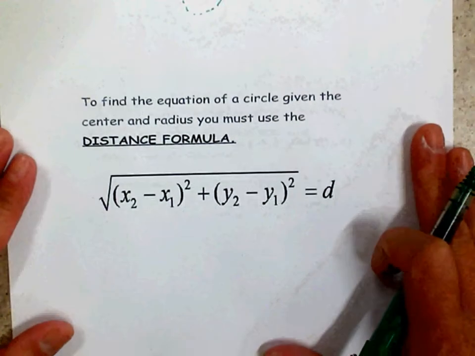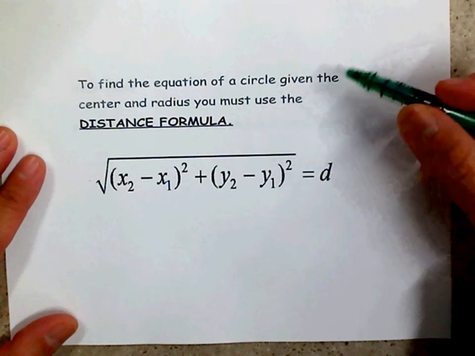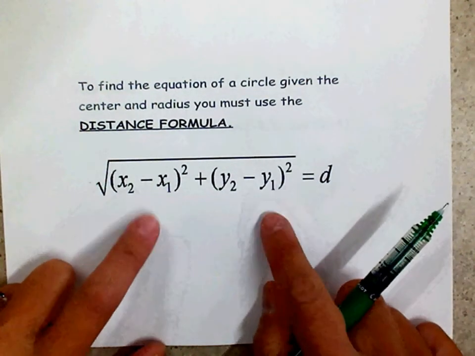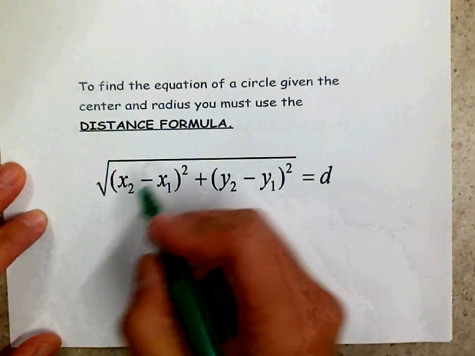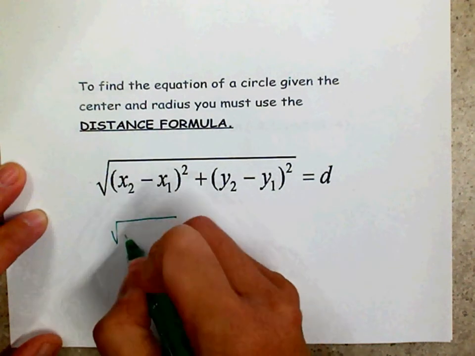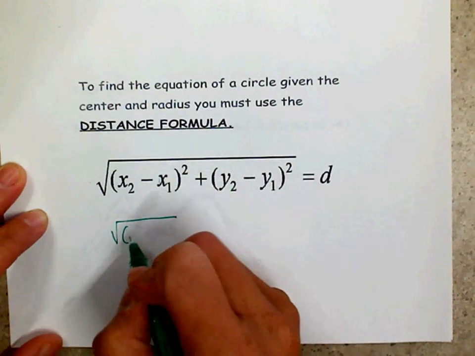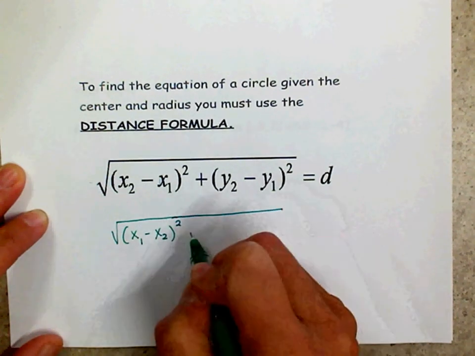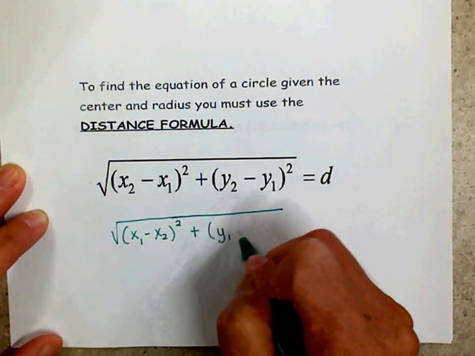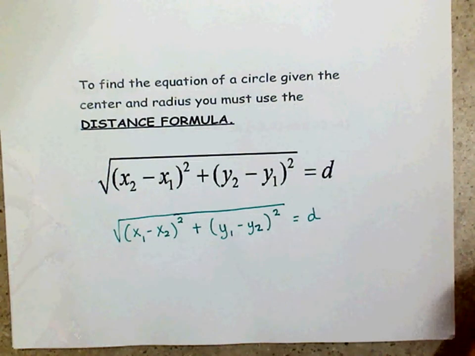To find an equation of a circle, given the center and the radius, we're going to use the distance formula. So here's the formula. If you remember this from way past, another way you may have seen it is, instead of x2 minus x1, this is just a name, you may also see x1 minus x2 squared, plus y1 minus y2 squared, equals d. You also may see it in other ways as well.